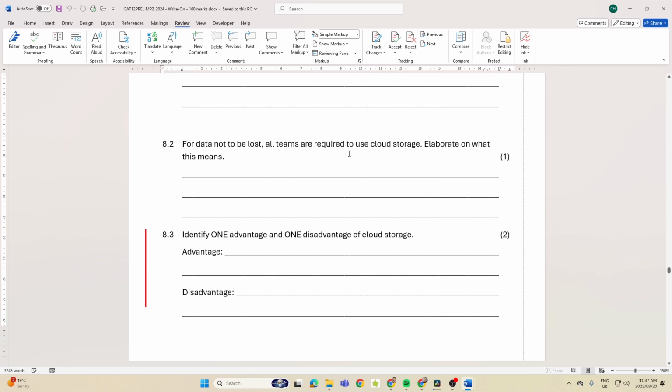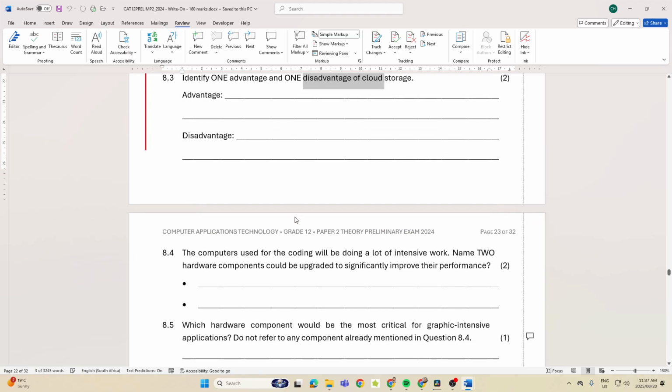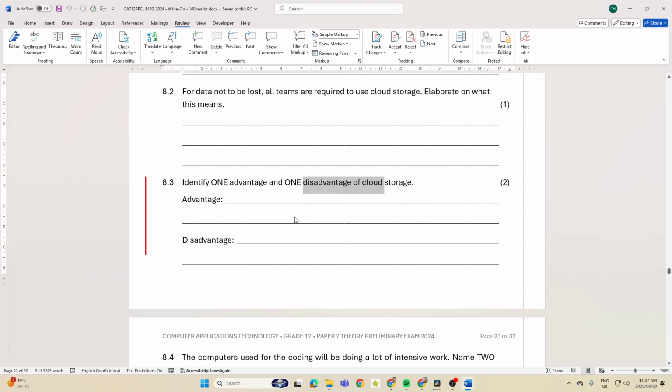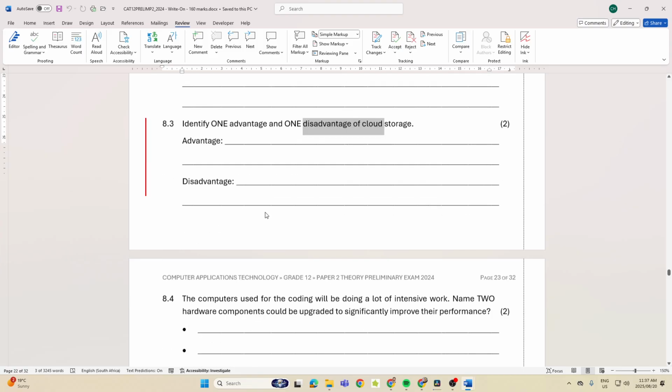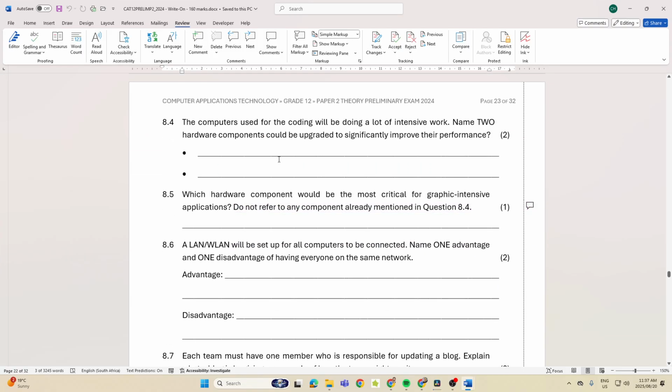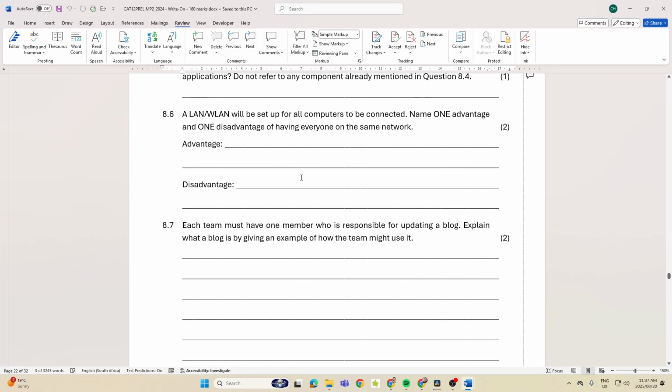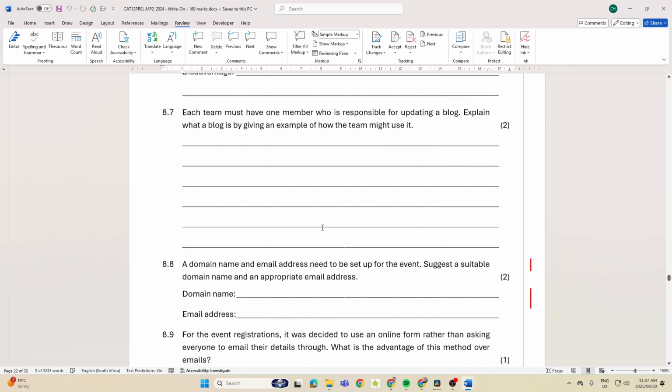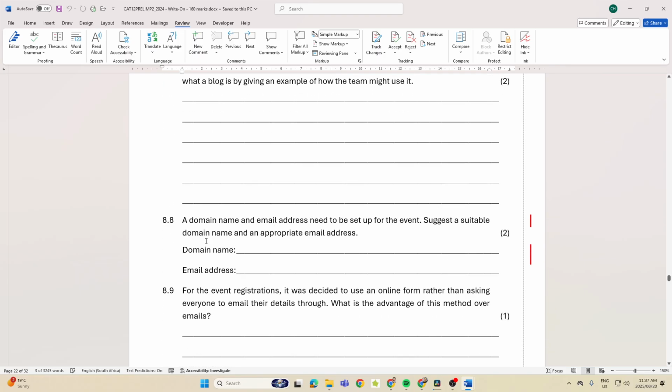Okay? Cloud storage. Guys, have we seen this come up before? We have. Advantages and disadvantages of cloud storage. Listen, last year's final paper was full of these type of questions. So just prepare yourselves. Then the LAN and the WAN, your blog, why you would update it, what is meant by a domain name and email.